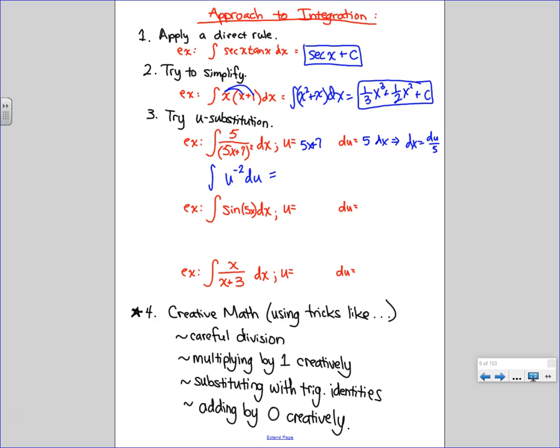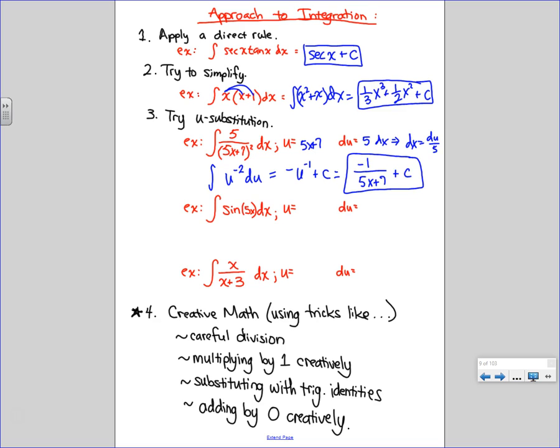When you take the integral of this, you add 1: u to the negative 1 divided by negative 1. So negative u to the negative 1 plus c, which ends up being negative 1 over 5x plus 7, plus c. How'd we do? Good. Questions?